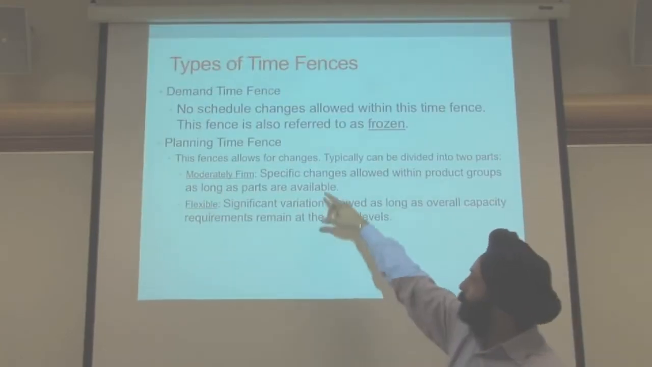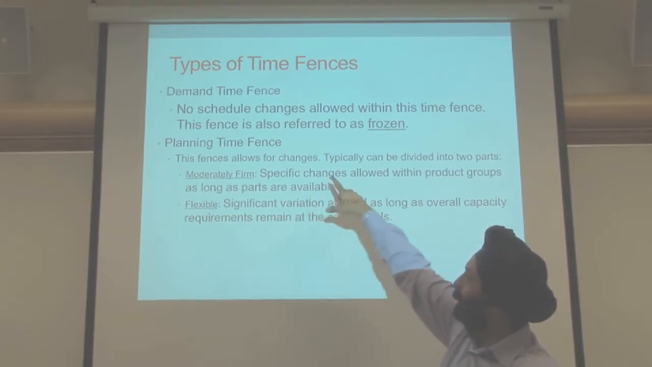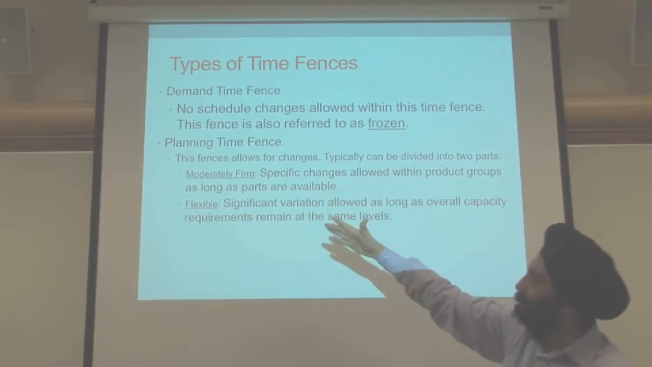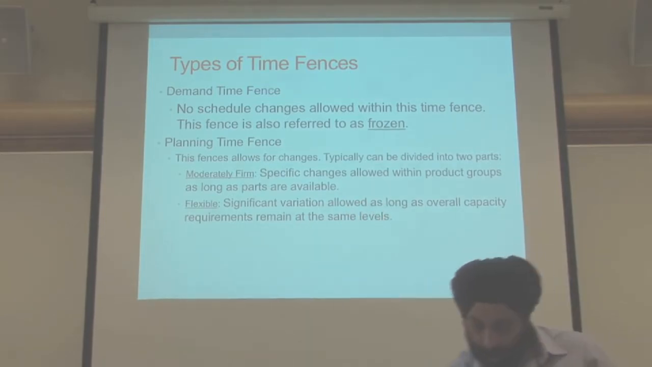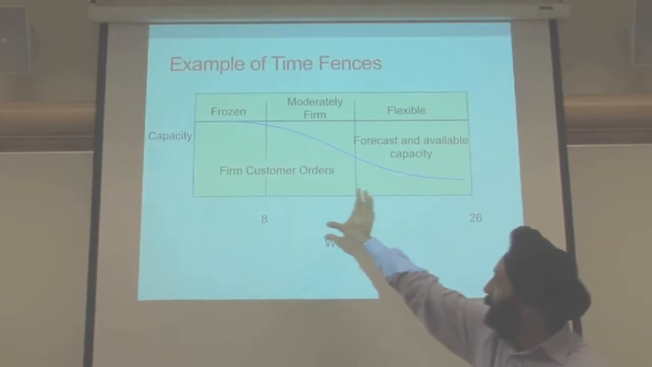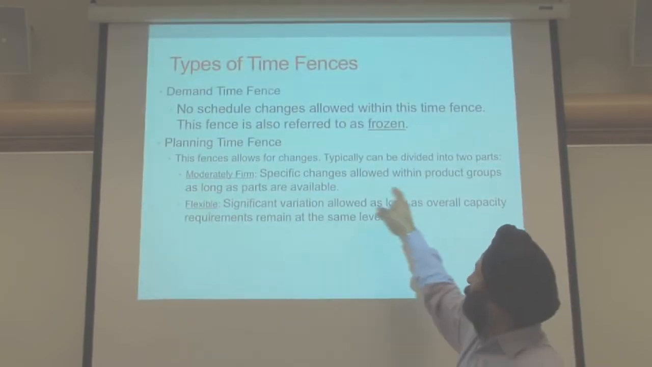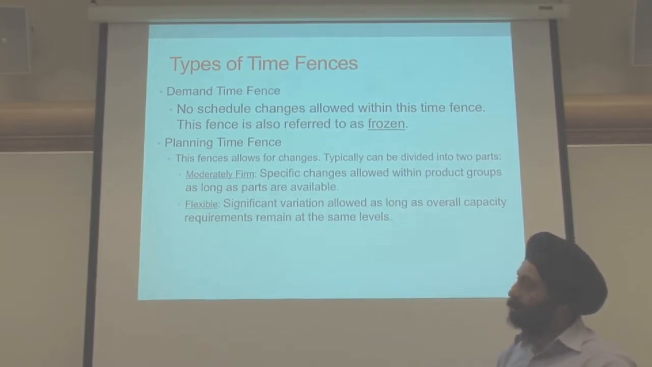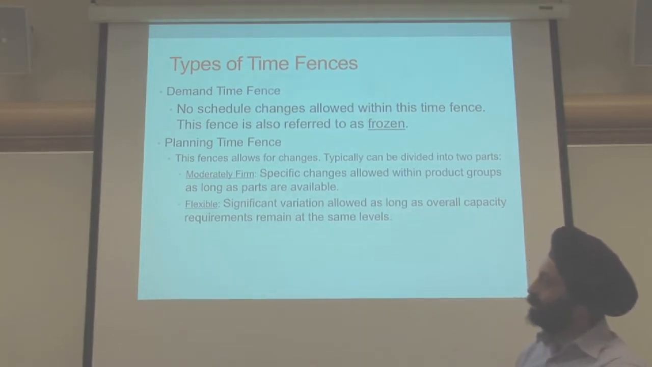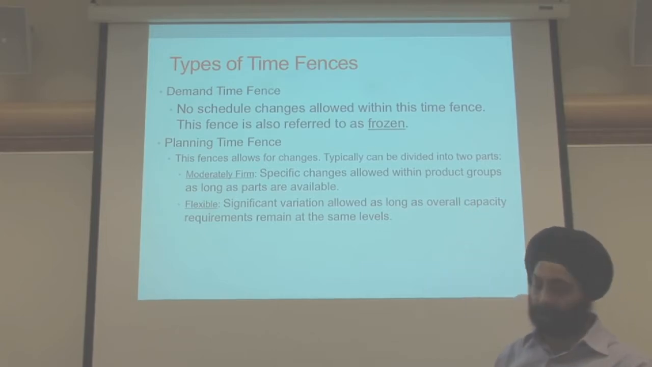So in that case, you look into time fences. The next two fences that we mentioned allow for some changes, and those can be divided into two parts: moderately firm, which is the middle one, as I mentioned right here. In this particular case, changes are allowed within product groups as long as parts are available. And then the last one is flexible, where significant variation is allowed as long as overall capacity requirements remain at the same level.